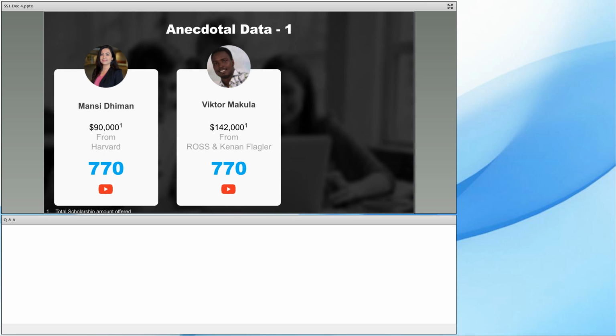And I'm going to share some stories about this. Here's some anecdotal data, again, to back that statistical claim. Mansi scored 770. She got admits from pretty much every school she applied to: Harvard, Stanford, Wharton, Kellogg, and INSEAD. She just graduated from Kellogg. She had a $90,000 total scholarship.